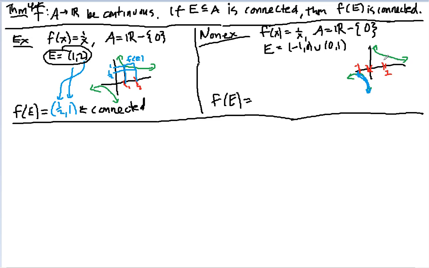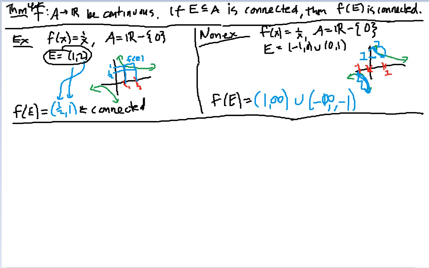Similarly, from 1 to 0 means I'm going to take this part. So my f of E is composed of these two chunks, which is really, if I map them over, maps from 1 up to infinity. So that's going to be part of my interval, 1 to infinity. That's the right side. And I also go from negative infinity to -1.